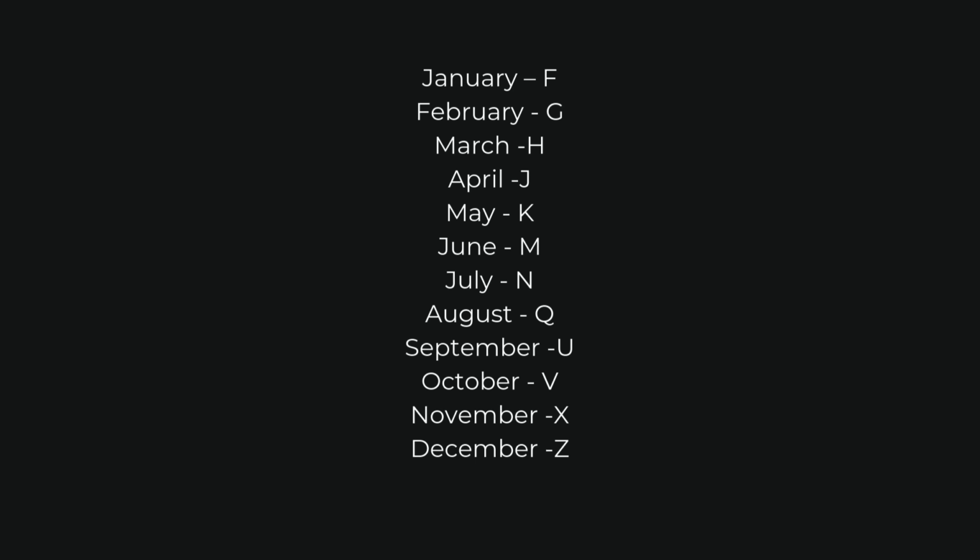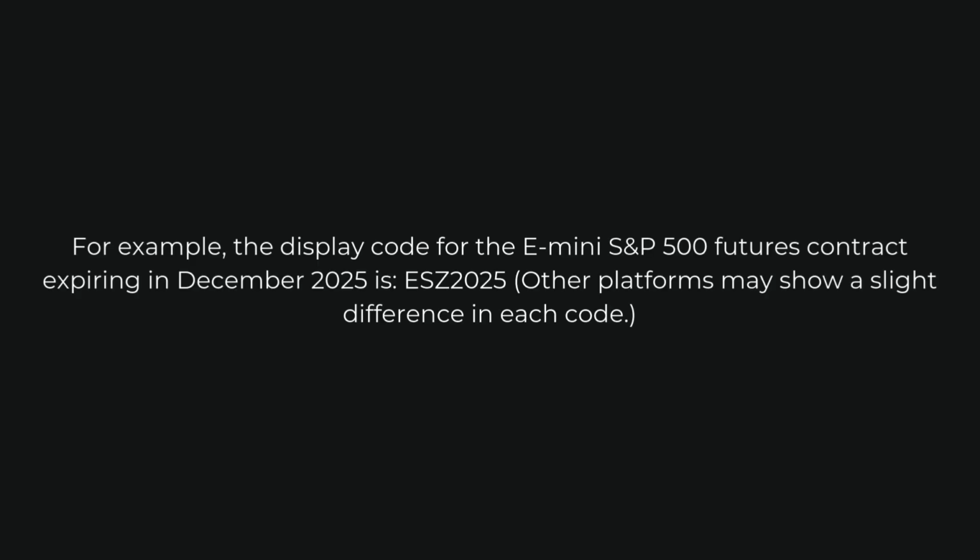As you can see, for each month, it is followed by a letter. So, for example, the display code for the E-mini S&P 500 futures contract expiring in December 2025 is ESZ 2025, while other platforms, they may show ESZ 25, right?